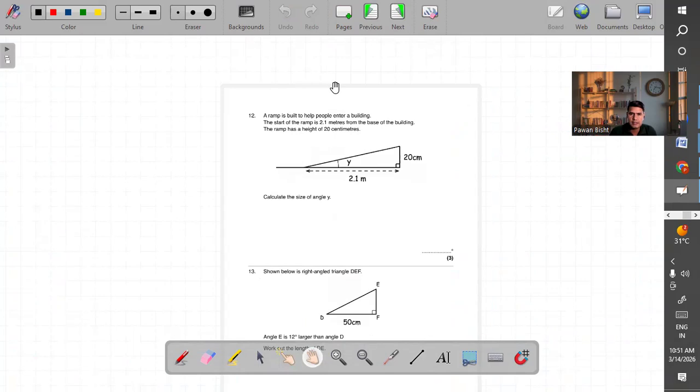Next, question 12. A ramp is built to help the people enter a building. The start of the ramp is 2.1 meter from the base of the building. The ramp has a height of 20 centimeter. Okay, find the size of angle y.